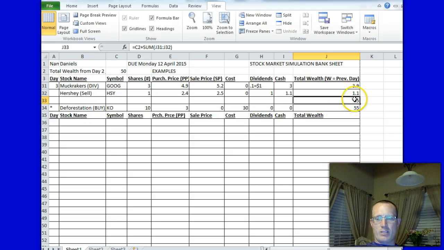once you have this subtotal right here in your total wealth, then you can go ahead and buy whatever it is that you want to buy. And then at the end of all your purchases, as long as you don't spend any more money than you have in your account, your total wealth equals this box right here.